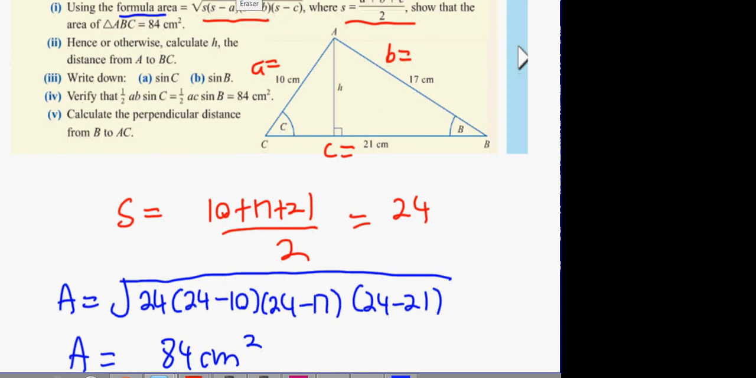Now guys, what it wants us to do next is, it goes, hence or otherwise, calculate the distance h. Well, what's great about this is, there's 2 formulas for area of a triangle, or 3 formulas. The first one would have been a half ab sine C. The next one would have been a half base by height. And the third one is the one we just used there. Now, something interesting to know about this. If I say this is sine C, and area equals a half base by height, correct?